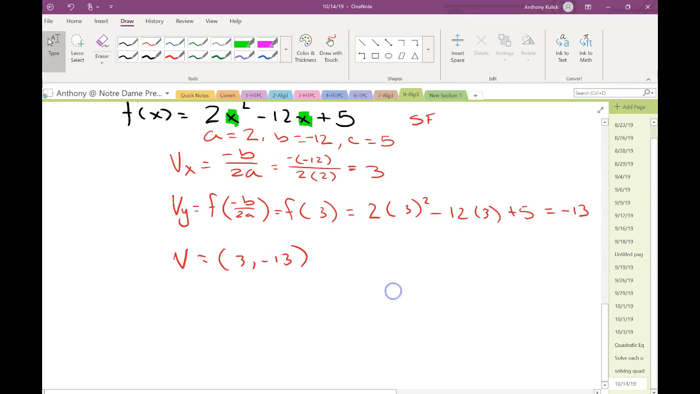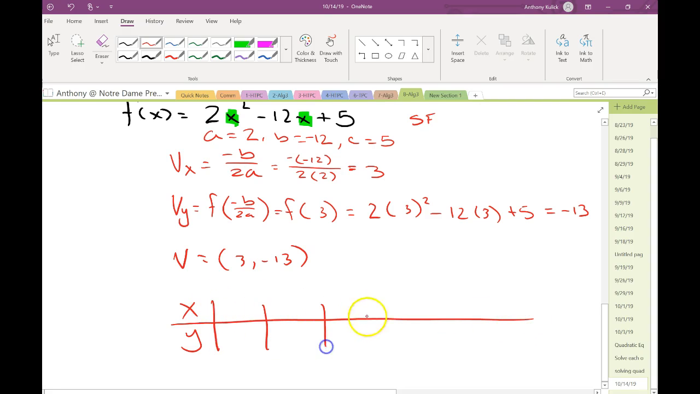Okay. Now I'm going to make my 5-point table. I like to draw mine horizontally, because the middle point in my table is going to be my vertex. And then I'm free to choose x's as I see fit. I should pick 2 x's that are less than the x-coordinate of my vertex, and then 2 x's that are bigger than the x-coordinate of my vertex.